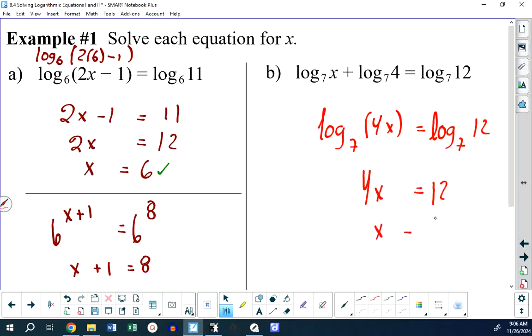Dividing both sides by 4, you get x is equal to 3. And since 3 is a positive number, and x is 3, and x is the argument, we're okay. We don't need to worry about kicking any solutions out because they're not valid. Any questions with the basic idea here between A and B?